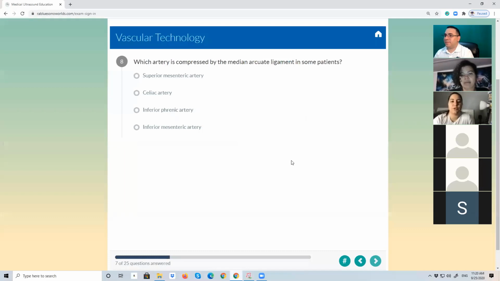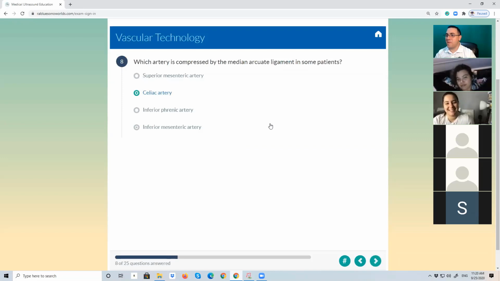Okay, which artery is compressed by the median arcuate ligament in some patients? Superior mesenteric artery, celiac artery, inferior phrenic artery, or inferior mesenteric artery? So celiac. Think about your anatomy. Which one? Celiac? Yes. That one's easy. You got it. Celiac in here, and very good.